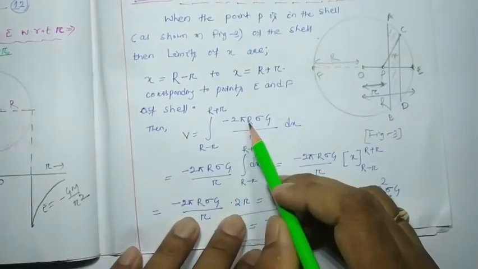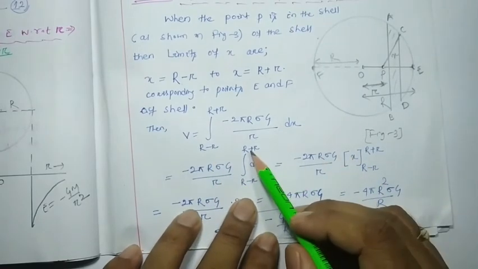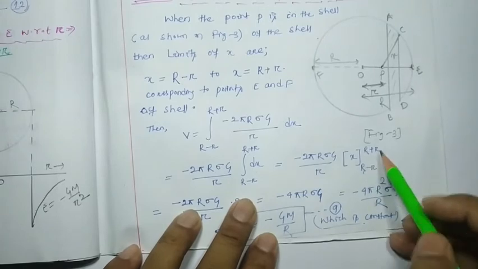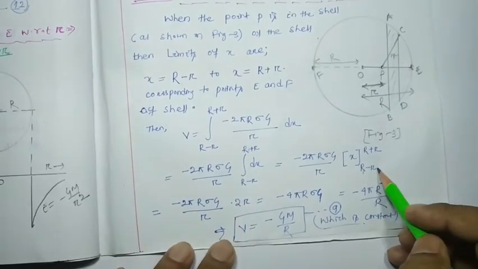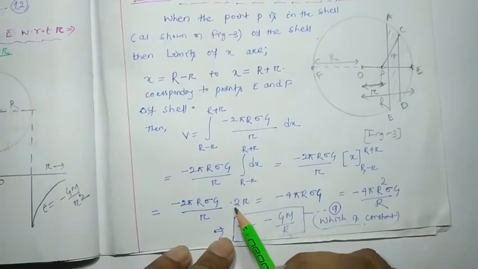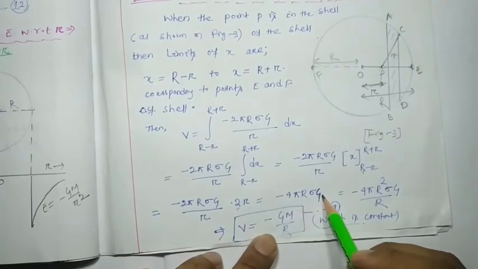So minus 2 pi r sigma g by small r taken outside dx, upper limit is capital R plus small r, lower limit is capital R minus small r. So you just put the upper and lower limit over here. We are going to get how much? 2r. So we are going to get minus 4 pi r sigma g.